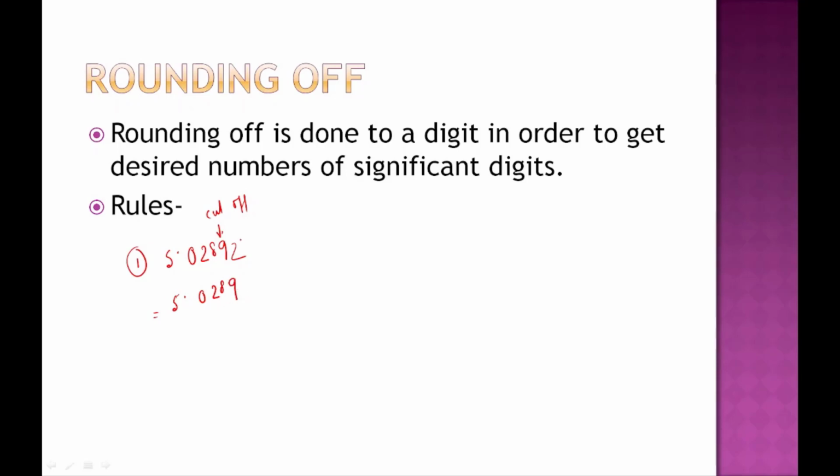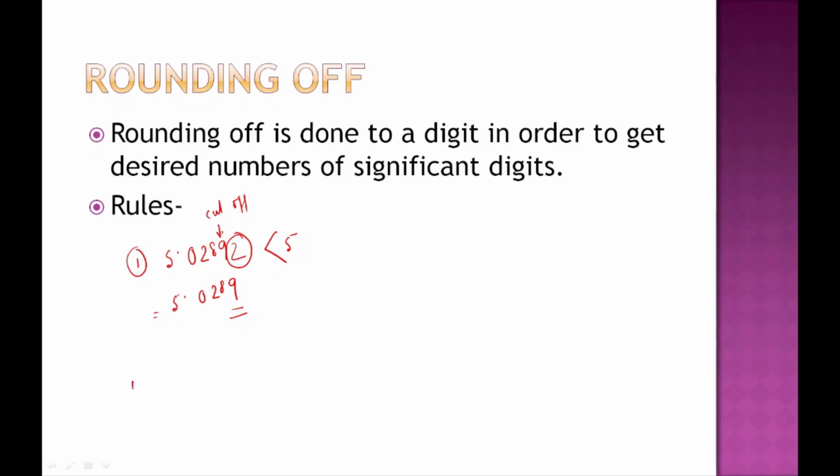Why? Because the number which is present to the right of the cutoff digit is less than 5. See, the number is 2, and 2 is clearly less than 5. So if the digit to the right of the cutoff digit is less than 5, then the cutoff digit remains the same. That's why 9 remains the same.